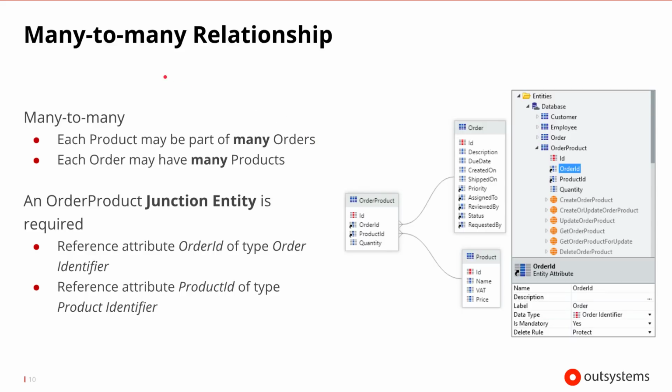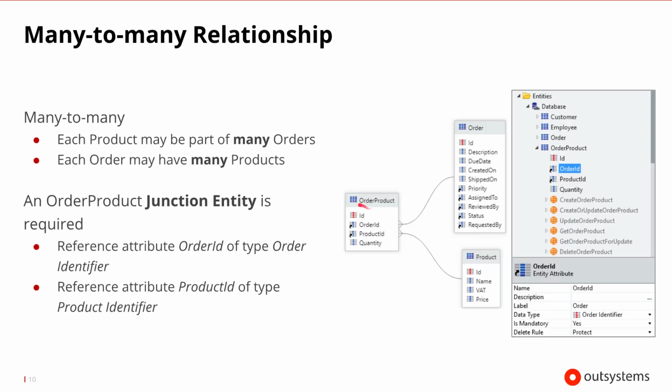So here we have the last of the relationships, which is the many-to-many relationship. In many-to-many, each product may be part of many orders, and each order may have many products. So sometimes we create something like an order product junction entity to go ahead and link the two of these things together. The reason this is necessary is when you think of the types of relationships we can create, the order can have a one-to-many relationship with something, and product can have a one-to-many relationship with something, but they can't have one-to-many and many-to-many relationships with each other.